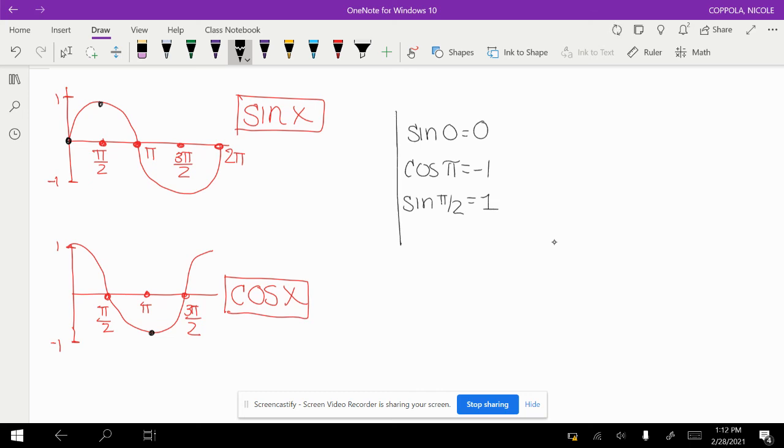So the graphs are good for those angles that are 0, pi, 2 pi, or 0, 90, 360, 270, and 180. I should probably mention 180 goes with that, right? So anything that is on this increment of counting by halves, you would look at the graphs, okay? And that's it.